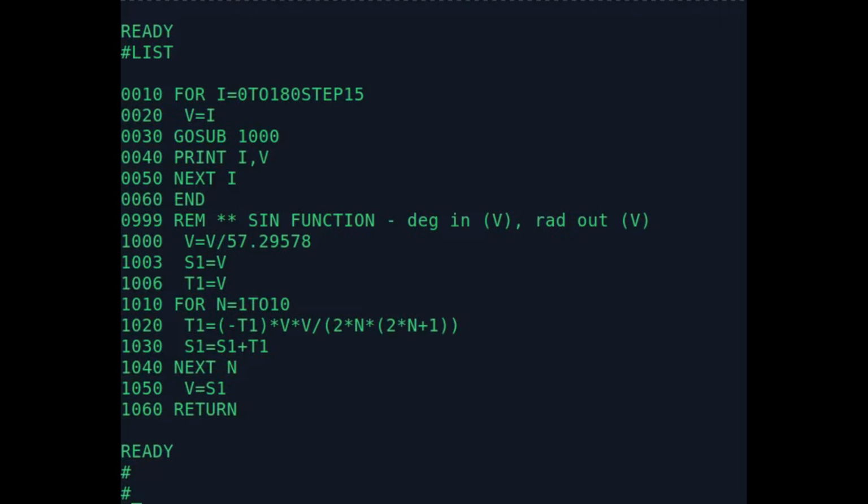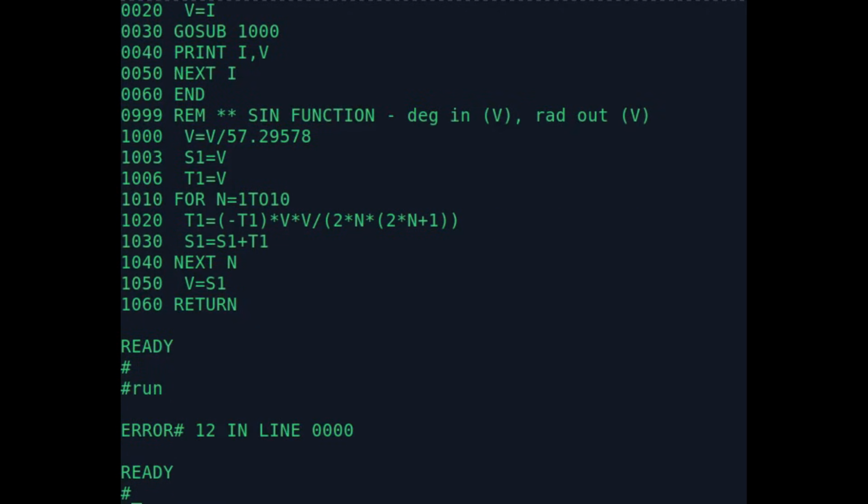We don't have a sine function in 4K BASIC, so we will write one, and here it is. Of course, if we have sine, we can do cosine, we could do tangent, so we've got some trig stuff we can work with. Let's run it and watch it do its thing. Ooh, that'll be handy to turn on the caps lock.